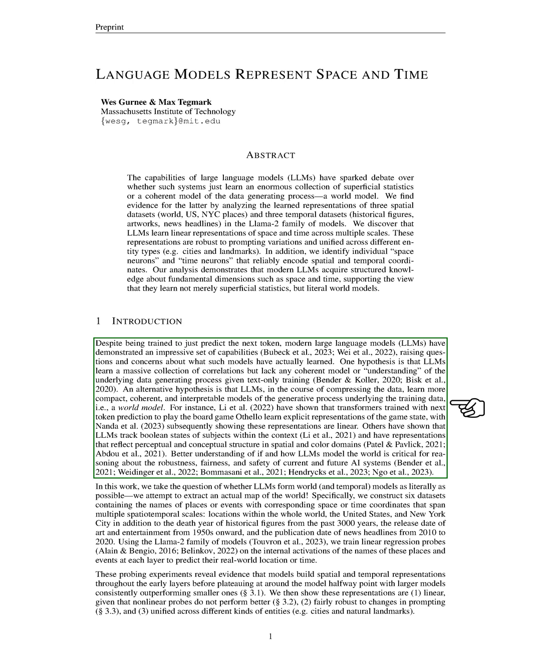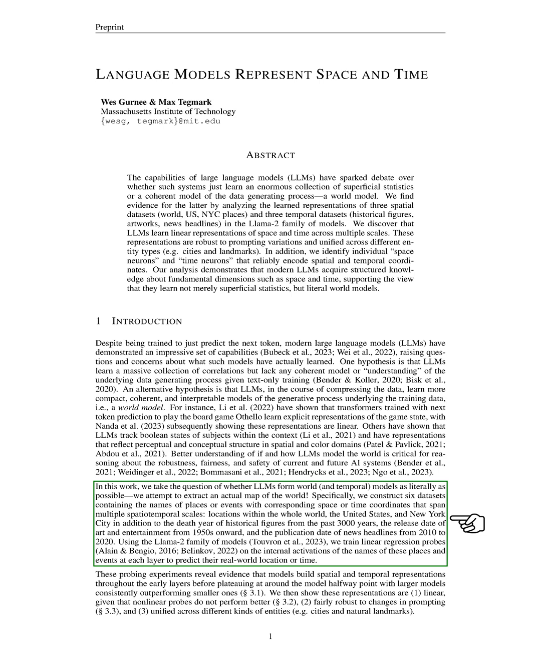For example, transformers trained to play the board game Othello have been shown to learn explicit representations of the game state. Other studies have shown that LLMs can track Boolean states of subjects within the context and have representations that reflect perceptual and conceptual structure in spatial and color domains. Understanding how LLMs model the world is crucial for reasoning about the robustness, fairness, and safety of current and future AI systems.